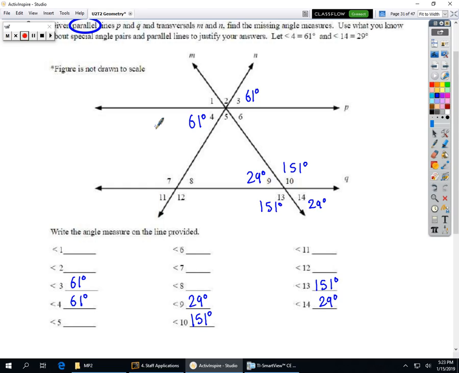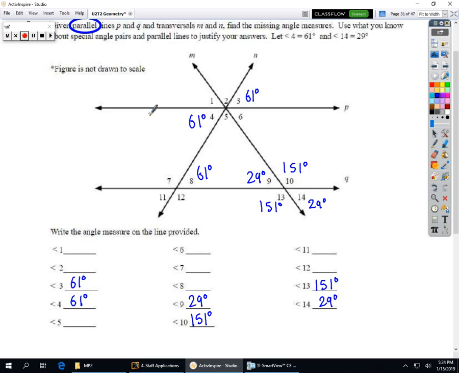Continue with that. There's no more supplementary, no more vertical. This is where I need to start using corresponding and alternate interior angles. I do notice an alternate interior angle here. This 61 would match with the 8 here. So this is also 61.